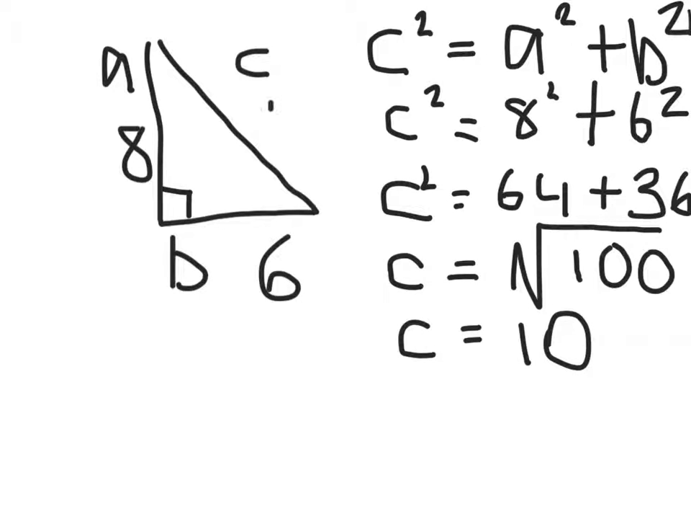So we can replace C with 10 up here, and we can do our check to make sure that C is the longest side. So 10 is the biggest number out of 8 and 6. So we've got that right.